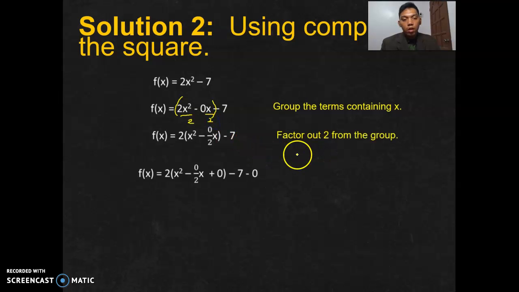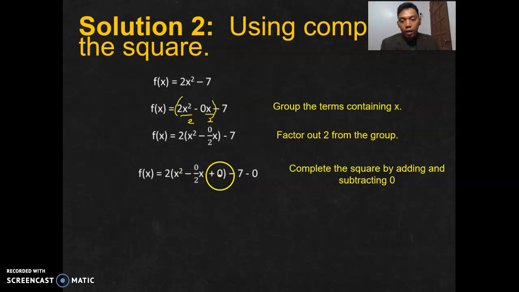Alright, and then to complete the square, you need to add the square of half of the middle term. So 0 divided by 2 is 0, and 0 squared is 0. Even if there's an a outside, 2 times 0 is still 0, so I just simply subtracted 0 directly.